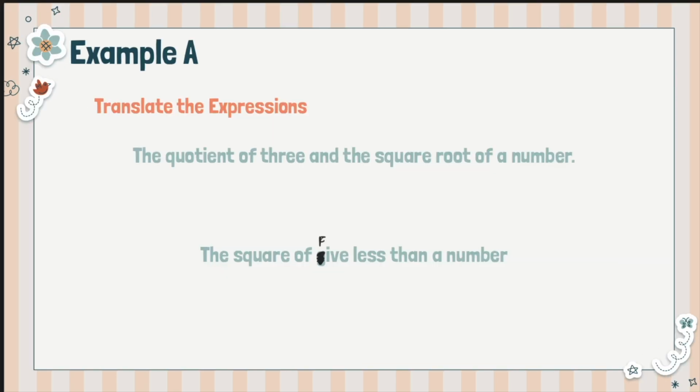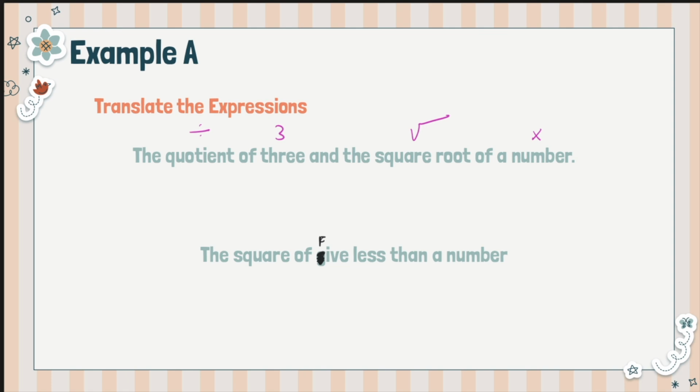Here in example A, it says translate the expressions, and we've got two expressions there. The first one says the quotient of 3 and the square root of a number. When we're talking about quotient, we're talking about division. Of 3, we know that's the number 3. Of square root, we know that's the square root symbol. And of a number, we don't know that number. We can pick any variable that we want. I'm going to pick x, but you can pick whatever you'd like.